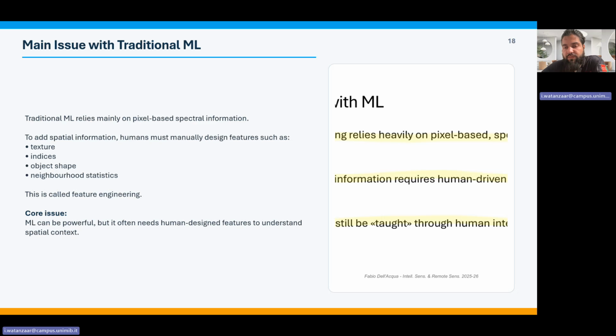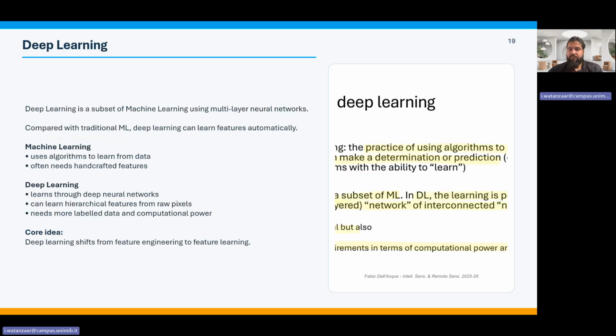So that's the main issue if we have high spatial resolution data: for the training of SVM, random forest or decision tree based algorithms, they will not be really effective. This is called feature engineering. The core issue is that ML can be powerful, but it often needs human-designed features to understand the spatial context. So this is where the main issue with traditional ML comes into the picture, and we go into deep learning from here.